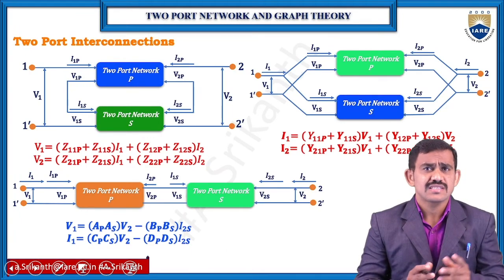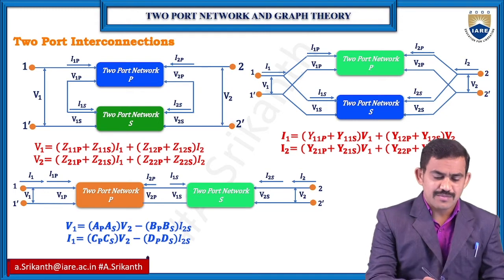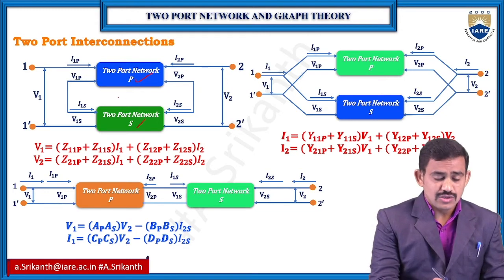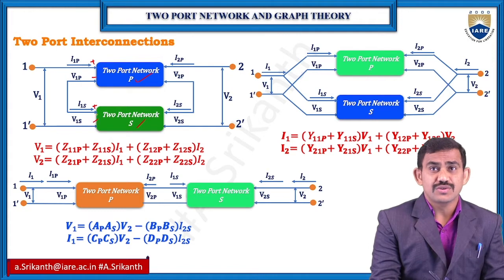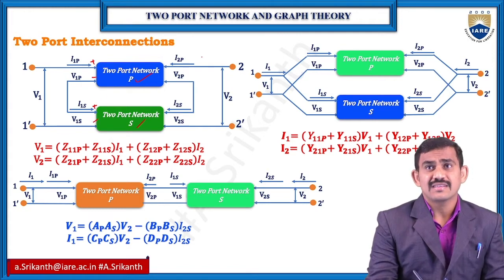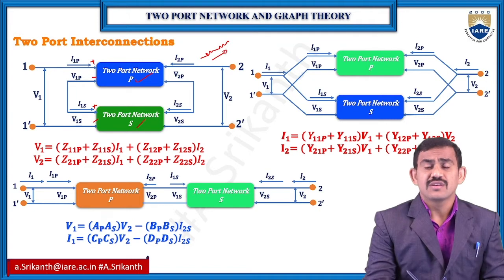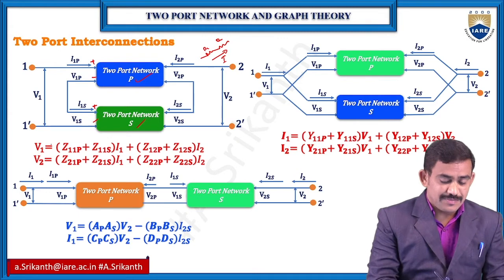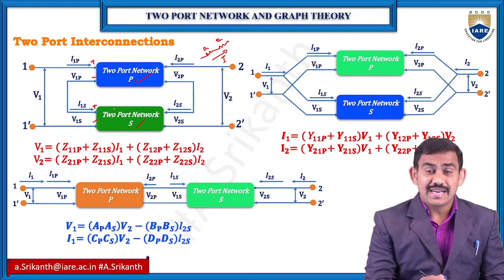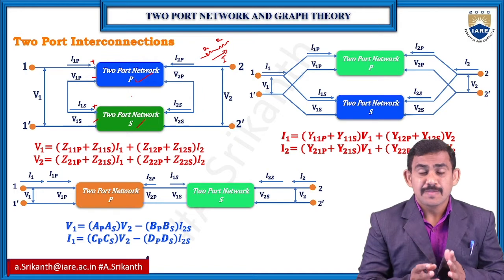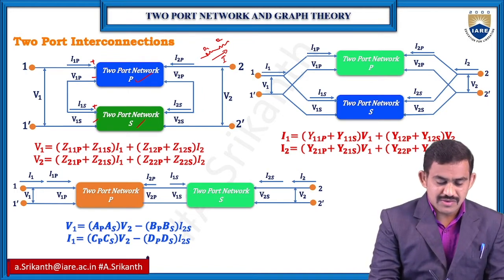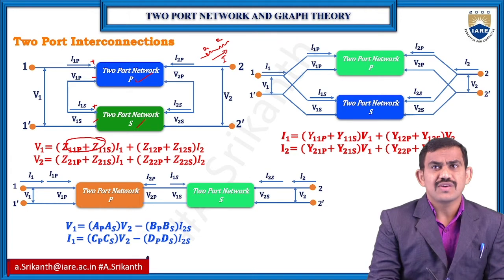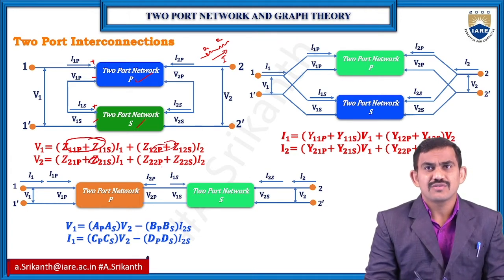So coming to interconnections, when two two-port networks, here we have P and S, both are connected in series. So positive, negative, again positive, negative. Series means, like when two resistors R1 and R2 are connected in series, current is the same, voltage is different. So which parameter? That is Z parameters. So when two two-port networks are connected in series, we need to go for the Z parameters and add those values. So Z11 of P and Z11 of S, we need to add those primary values, whichever impedance we have, you need to add both values.